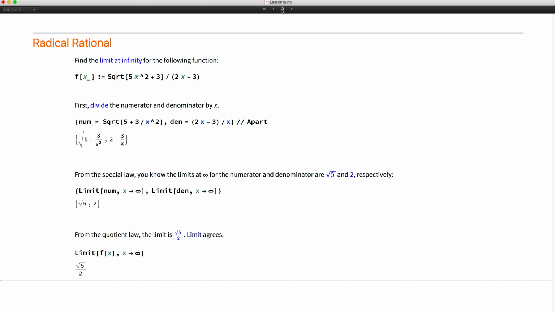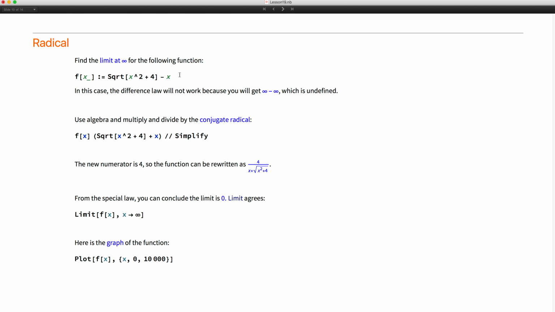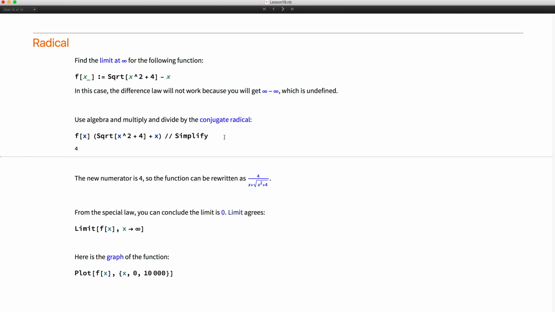And finally, let's take a pure radical. So here is a radical function. The problem is that as x approaches infinity, you roughly speaking get infinity minus infinity, and you cannot define that. So what we do is we work with the conjugate radical and multiply f by it. And you see over here that if you simplify it, the numerator is just 4. In other words, the function is simply 4 over x plus square root of x squared plus 4.